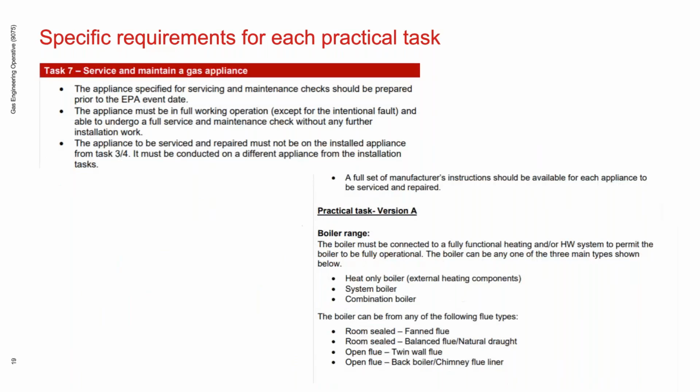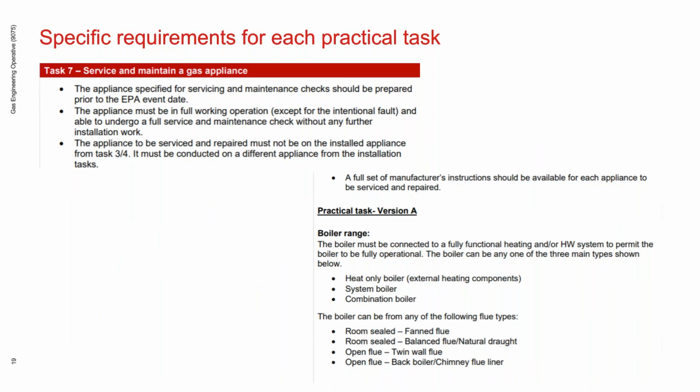Task 7 is service and maintain a gas appliance. So the appliance specified for servicing and maintenance checks should be prepared prior to the EPA event. The appliance must be in full working operation except for the intentional fault and able to undergo full service and maintenance check without any further installation work.